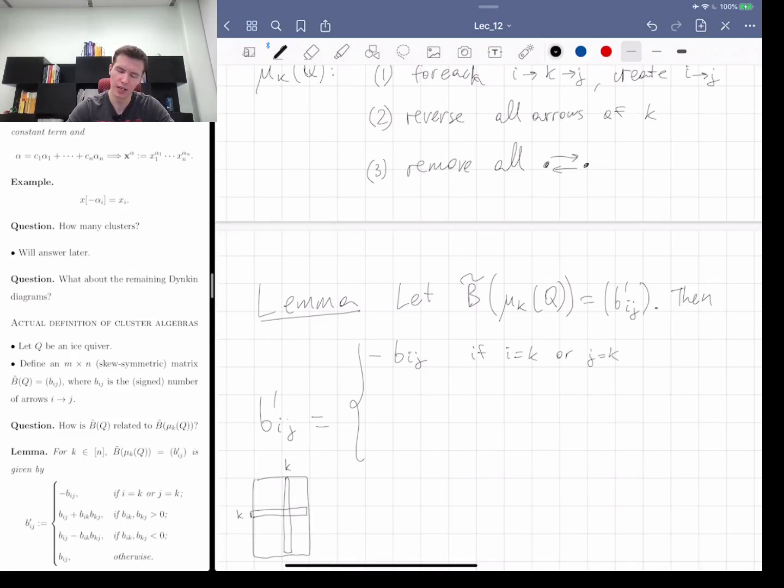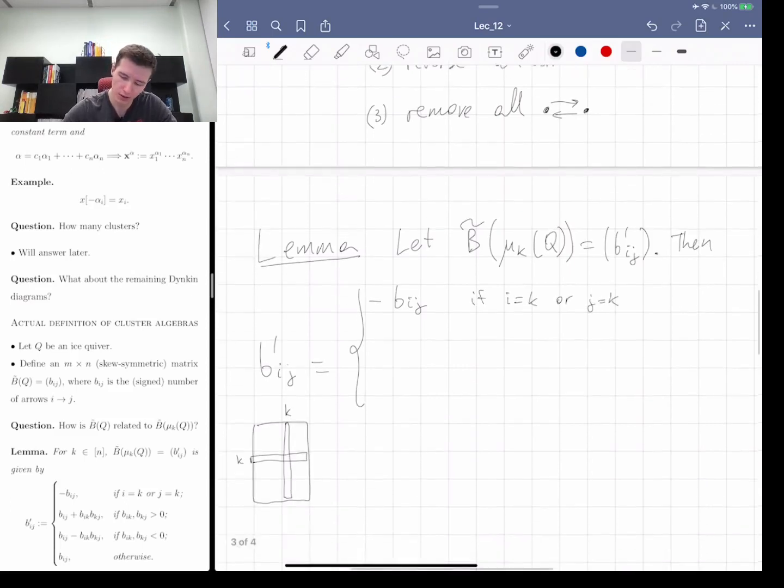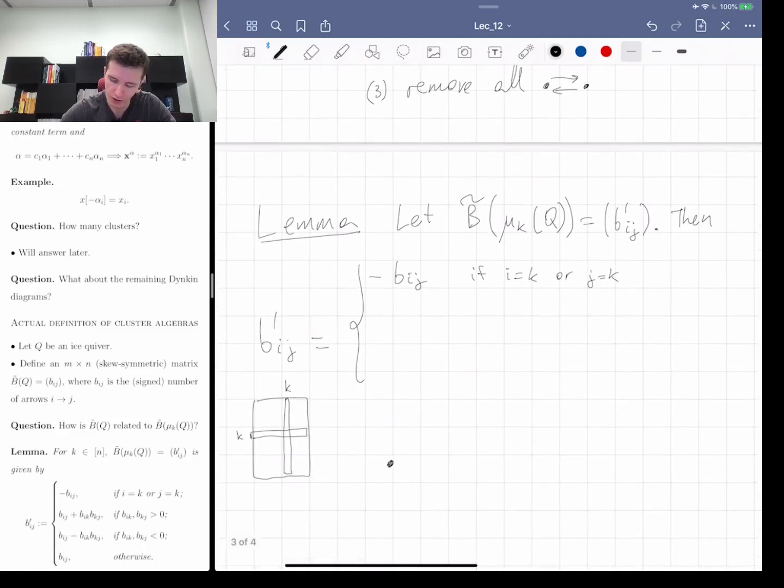The interesting stuff happens when you mutate. So you have your vertex K, and what's interesting is how the number of arrows from I to J changes as you mutate your vertex K. It's going to depend on the number of arrows between I and K and the number of arrows between K and J, and their directions.